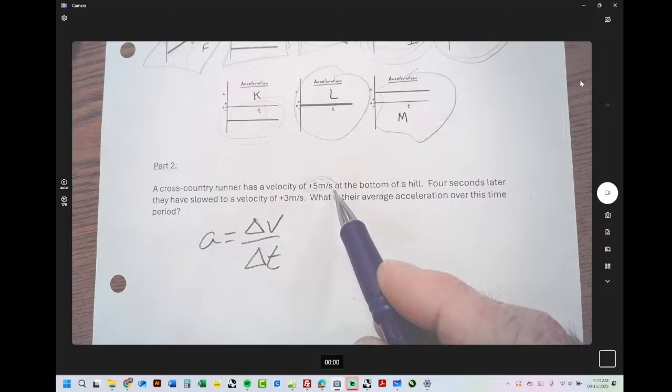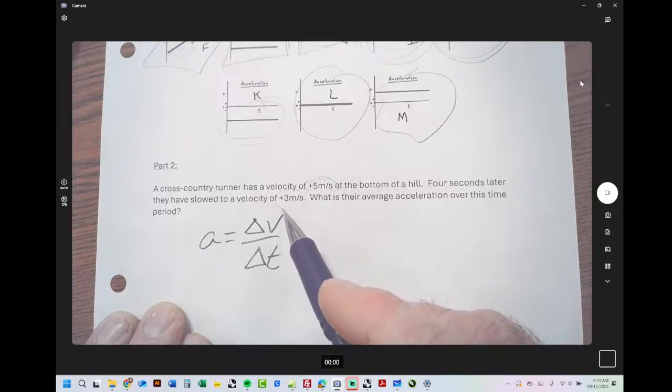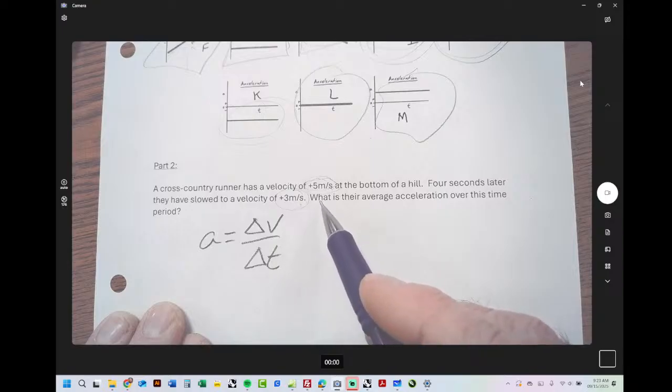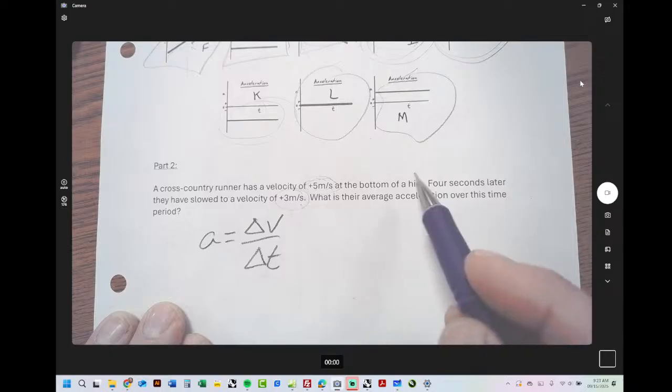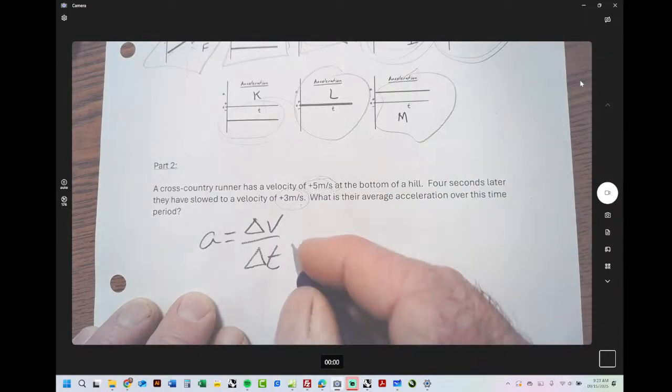Yeah, 10 miles per hour would be a 6-minute mile pace. So this is running faster than a 6-minute mile pace. But then when they start going up the hill, they slow down to this, which wouldn't be 3 meters per second. That's more like a 10-minute mile pace. So they're slowing down that much over 4 seconds. That's not important. That's just giving you a picture of what's going on.